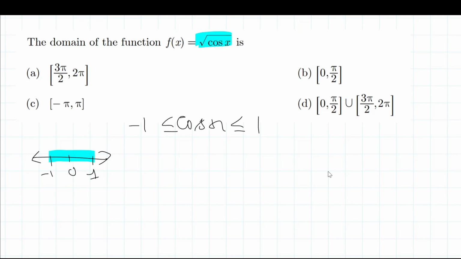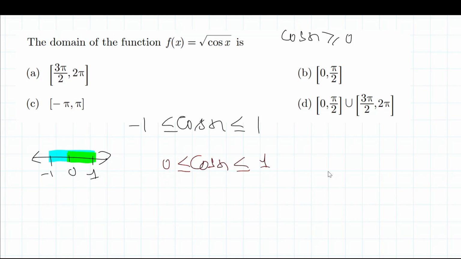But then you have to check here that cos x is inside an under root function. Therefore, cos x has to be greater than or equal to 0, as you know that the under root of a negative number is not real. So we need to modify this. That means cos x has to be from 0 to 1. So cos x has to be between 0 and 1 inclusive.